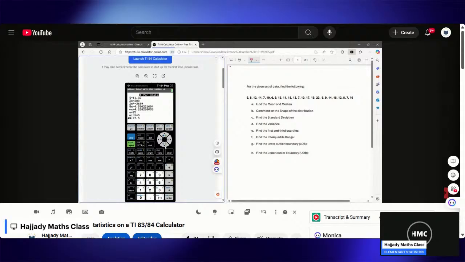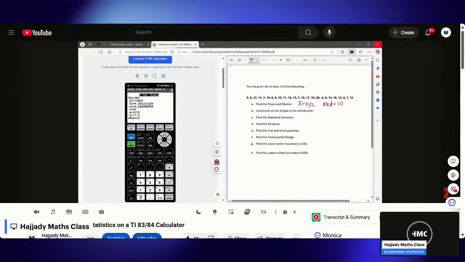Now here, question A says find the mean. The mean with the symbol x bar equals 11.32. And the second question says find the median. Now the median is the same thing as Q2. This is the median. You can see the median is 10. So we have the median to be equal to 10.